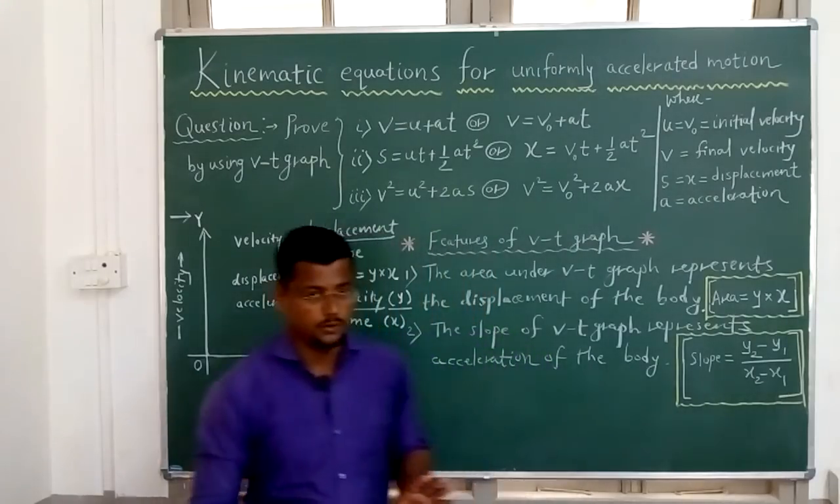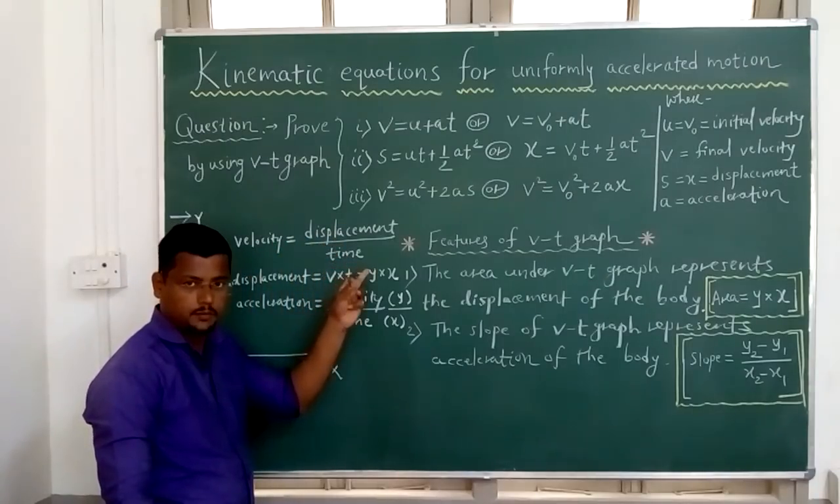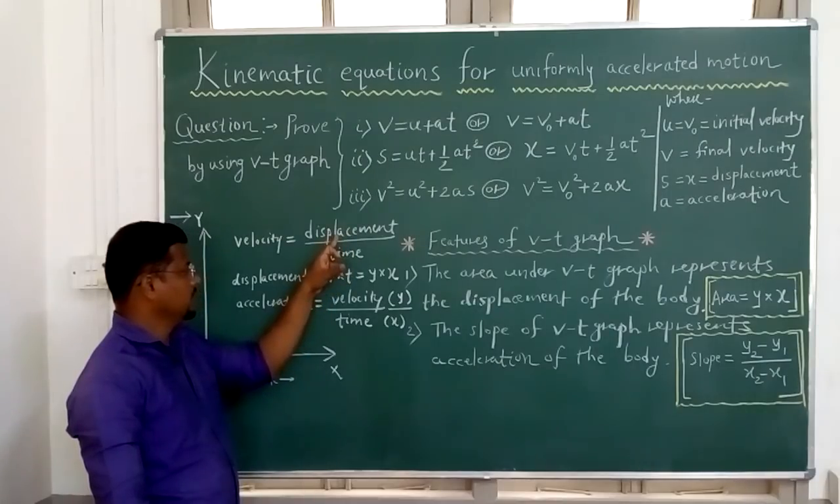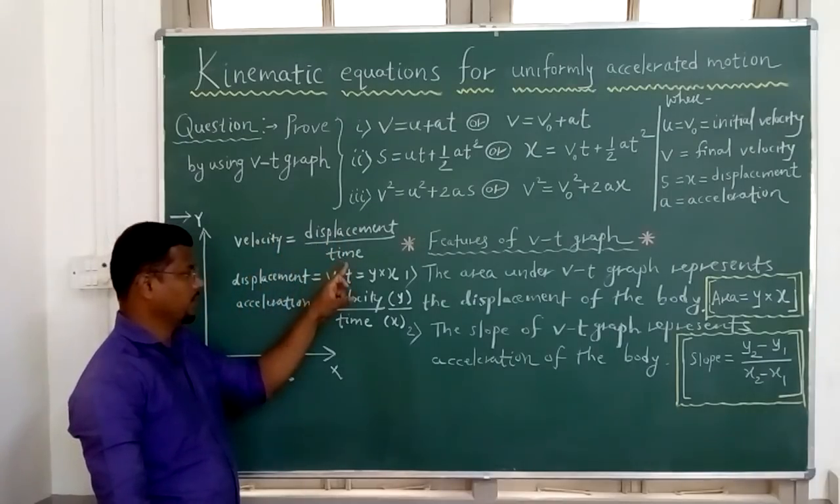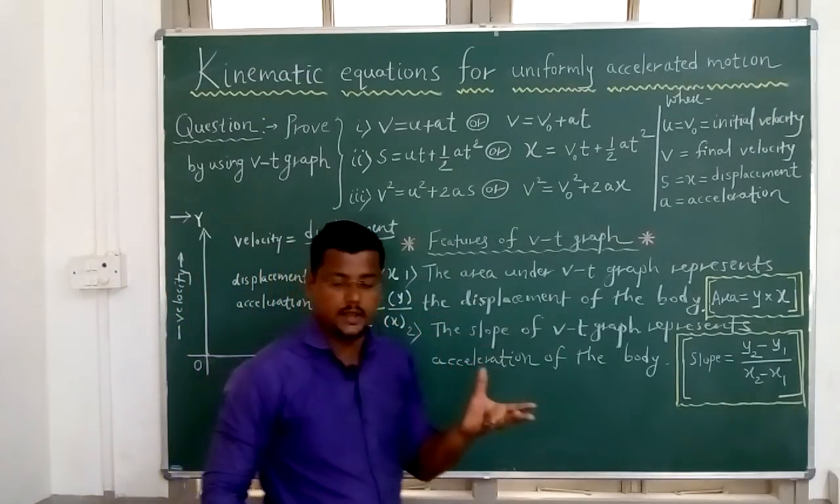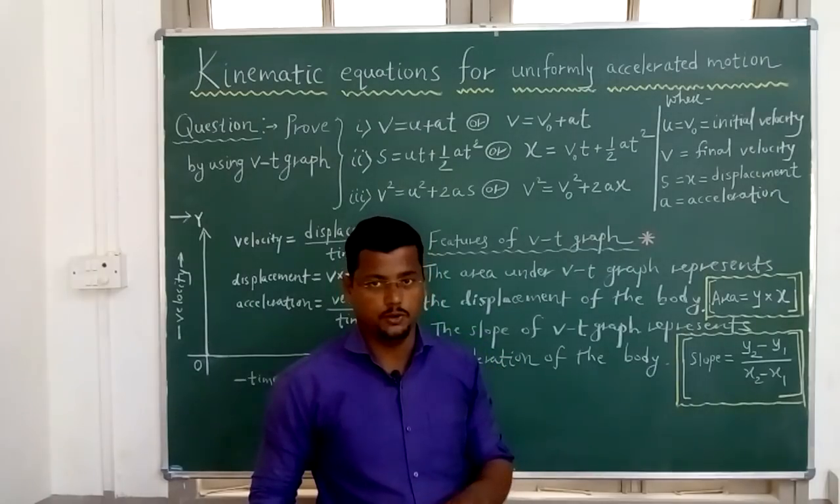I have written on the board, you can see here. Velocity is equal to displacement divided by time. If you want to find displacement, then displacement is equal to velocity multiplied by time. So whenever velocity is multiplied by time, we will get the displacement. Keep that formula in your mind.